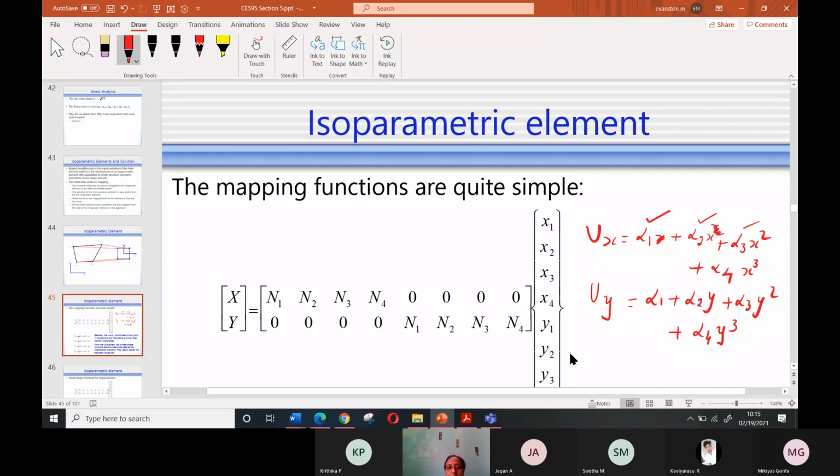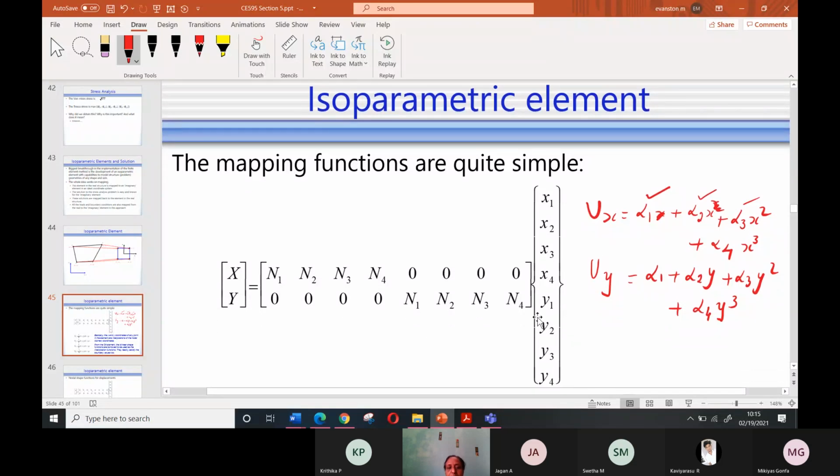Similarly, here the displacement can be related with the shape function and the displacement at each node. This is called the displacement function. So can you write this also? You have already learned how the displacement function is related.